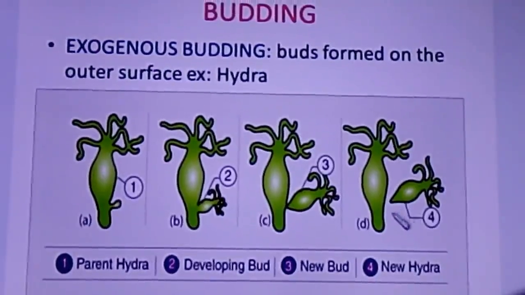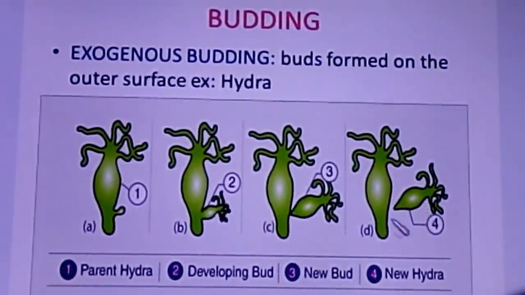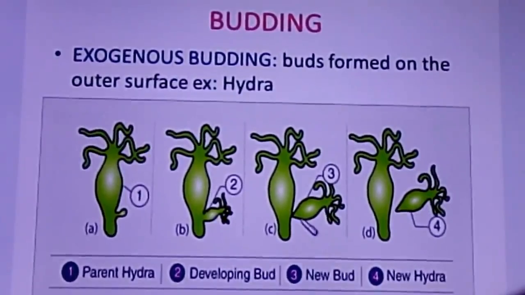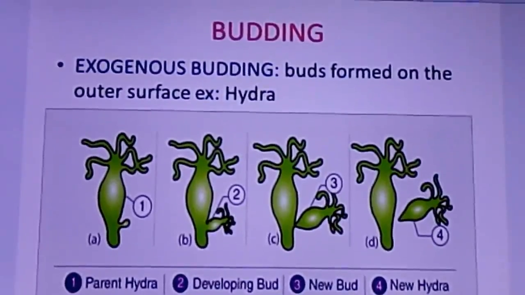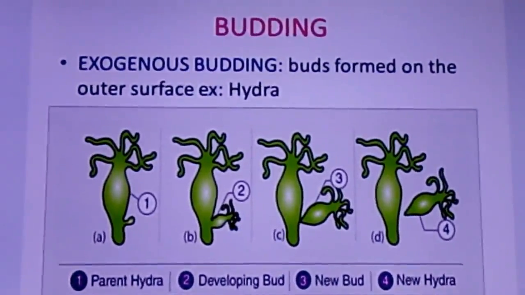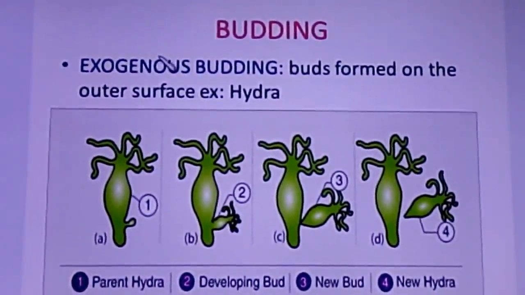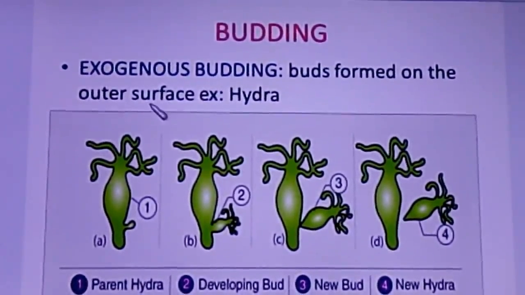So this occurs usually during favorable conditions, or when the hydra receives plenty of food. So this is one method. This is called exogenous budding, where the buds are formed outside the body of the parent.